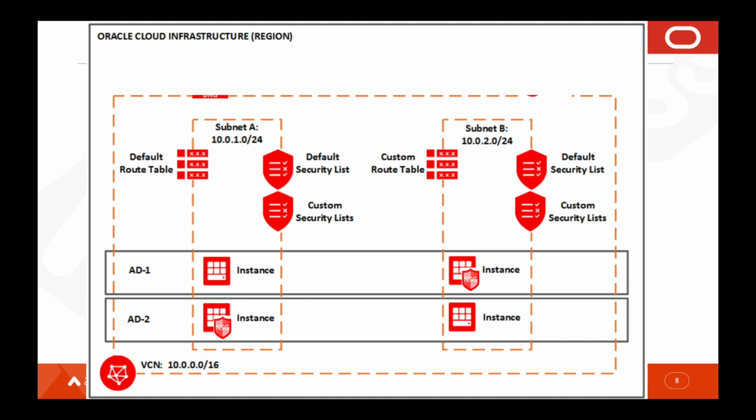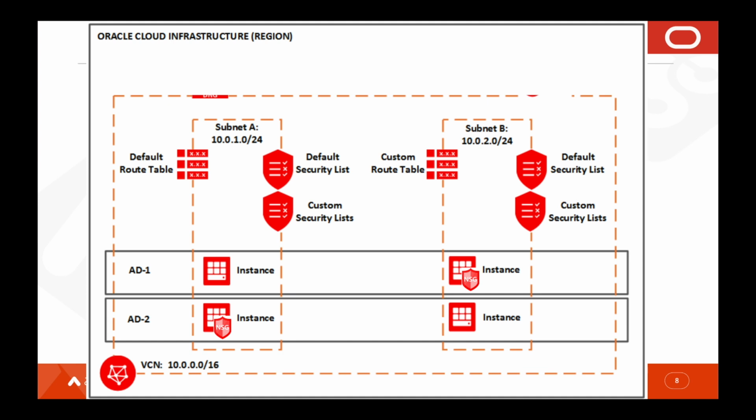Whenever you're creating a subnet, the other default thing which gets added to it is the route table. Route table is similar to what you've seen in AWS, for instance. So it defines what is the next hop for specific destination side. Default route table is empty.